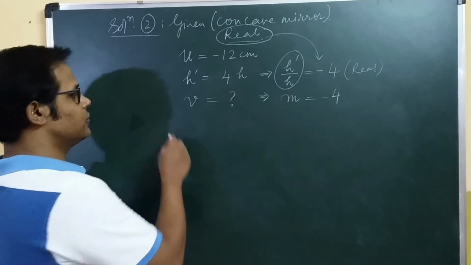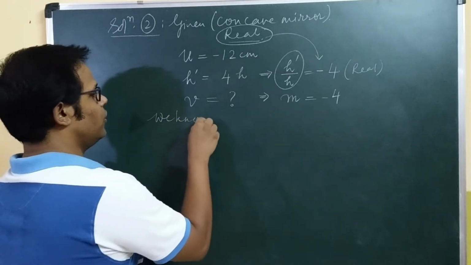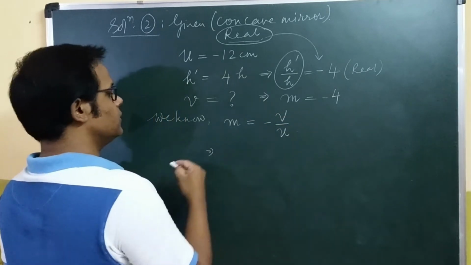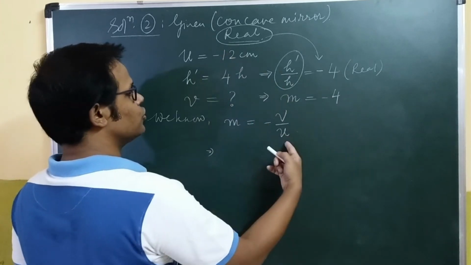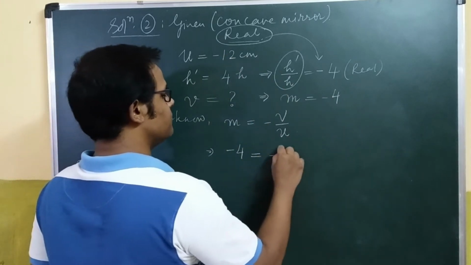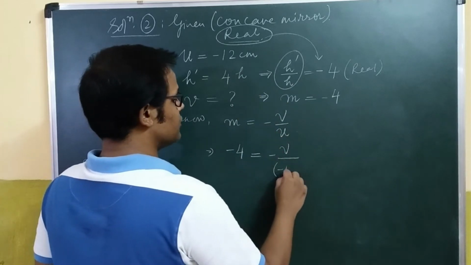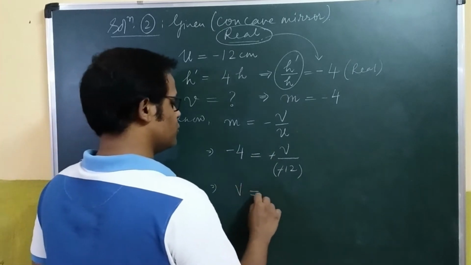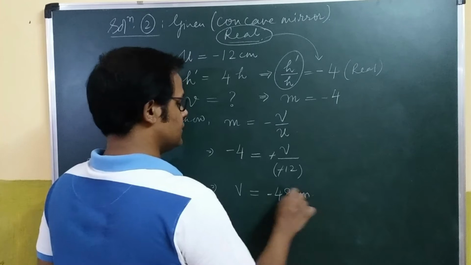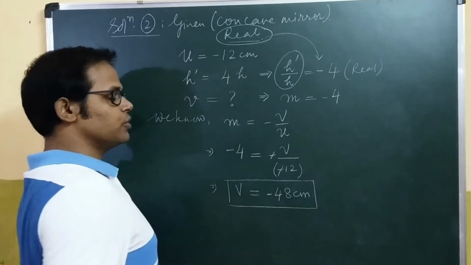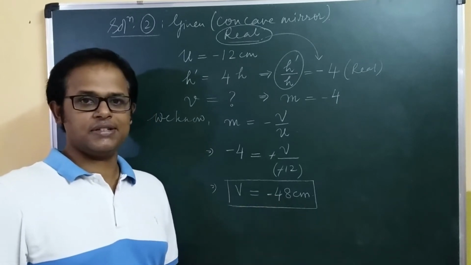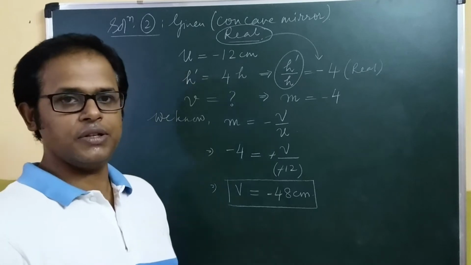So find out v. So we know m equals minus v by u. That's a formula. So m is known to us, u is known to us, and that is now a very simple problem. U is minus 12, and v is equal to minus 48 centimeters. So the image is going to form to the left-hand side of the pole of the mirror at a distance of 48 centimeters. It was easy and clear, I suppose. Please note it down. Now we move on to the third question.